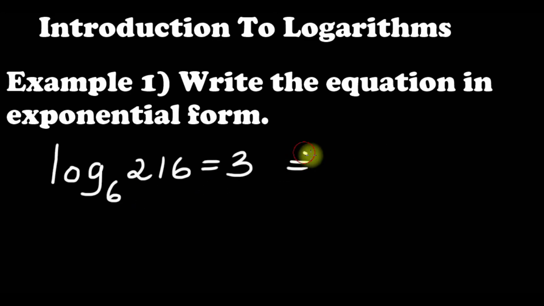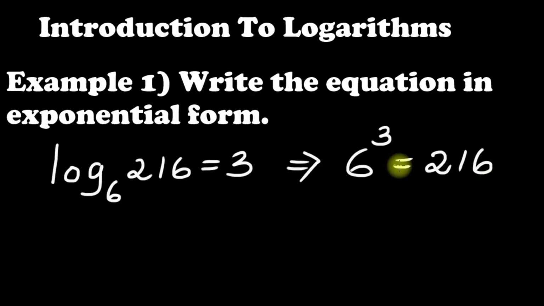Well, in exponential form, the 6 is the base, so it's going to be 6. The 3 is the exponent, so it'll be to the third power. Well, 6 to the third power is 6 times 6 times 6, 3 times, and that is going to give you 216. So this is your exponential form, and this is your log form.